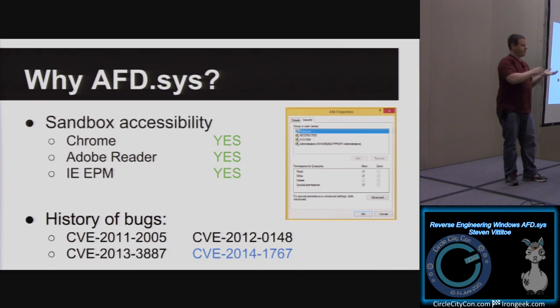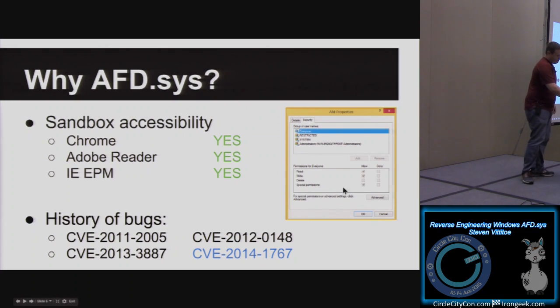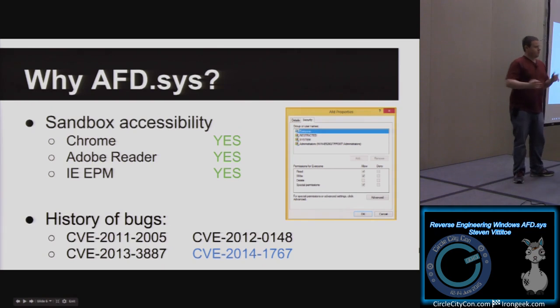So files have permissions that you can assign to them. Devices have permissions that you can assign to them. Everything in Windows is an object that has permissions associated with it. And usually, Microsoft does a very good job of carefully locking these down and carefully controlling who has access to this. In this case, AFD has read and write to everyone. So you can do this as a guest user. Talk to AFD, talk to the kernel on this other input.